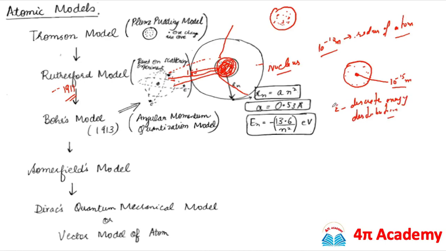Then in the year 1913, the scientist Niels Bohr modified the Rutherford model, and he developed a theory of the constitution of the atom. He used the quantum theory of radiation, which had been developed by Planck and Einstein. The Bohr model was successful because he successfully explained the energy distribution for different energy orbits.